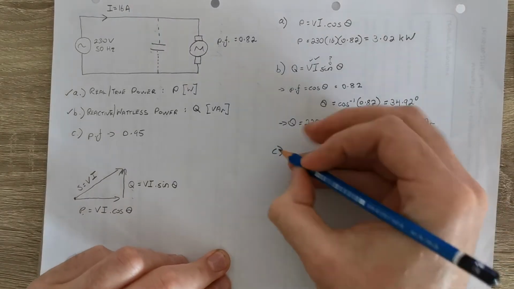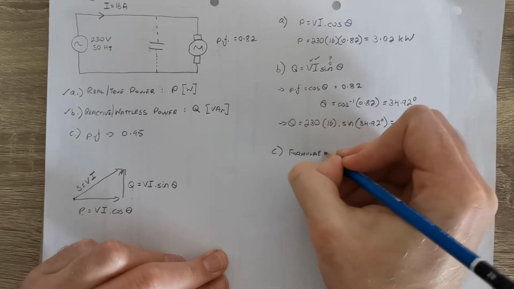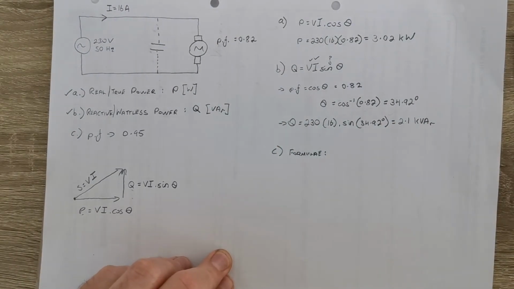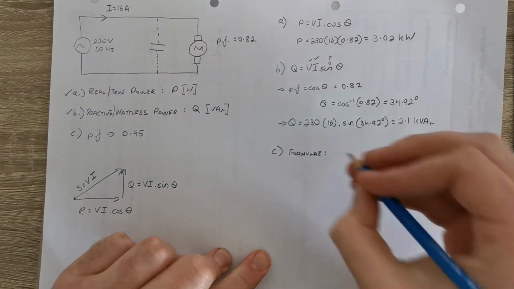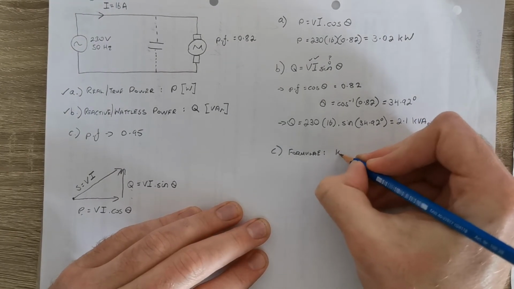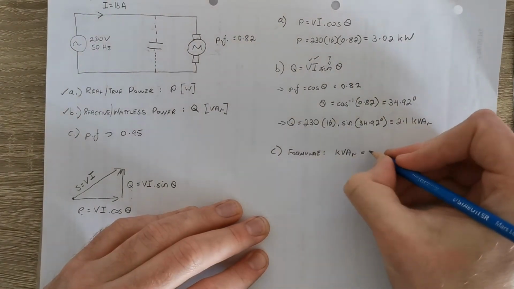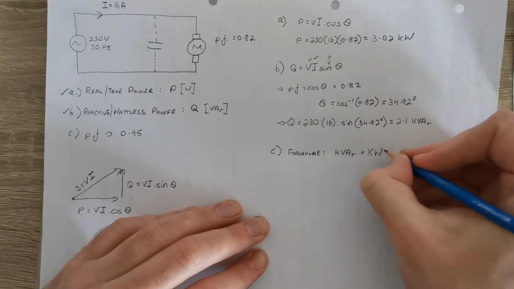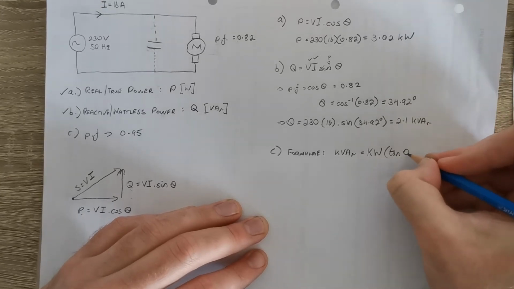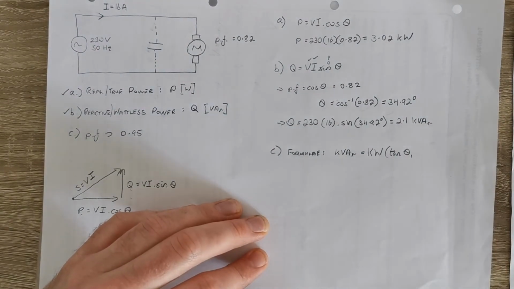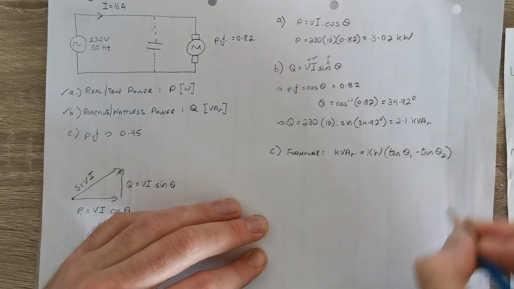Now, in your booklet, in the AC formulae, you have a formula for power factor correction, and it's telling you that the kilovar rating of the capacitor is worked out as the kilowatts times the tan of the angle before power factor correction minus the tan of the angle after power factor correction.